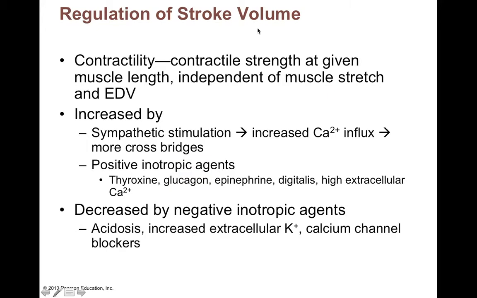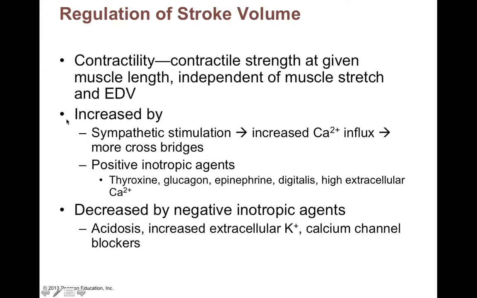Okay, so the next one here is this idea of contractility. Contractility refers to the contractile strength of muscle. If your heart muscle contracts more strongly, then it's going to be able to pump more blood out. Contractility affects ESV. If you have a stronger contractility, then your ESV is going to be smaller because you'll have less blood left behind. If your heart muscle contractility is weaker, then your ESV is going to be larger, which means your stroke volume is going to be smaller and your cardiac output is going to be smaller.